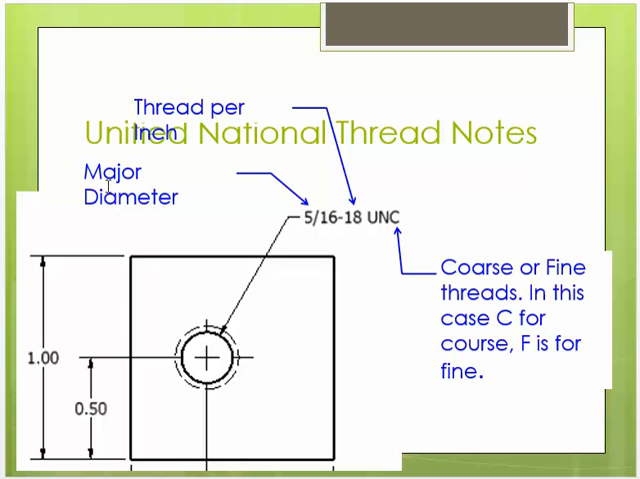5/16, this gives us the major diameter. It's a diameter of 5/16. That's the largest diameter. Threads per inch is 18. This number here tells us the number of threads per inch. UNC means coarse or fine threads. In this case, C for coarse, F would be for fine. Different types of threading we have.